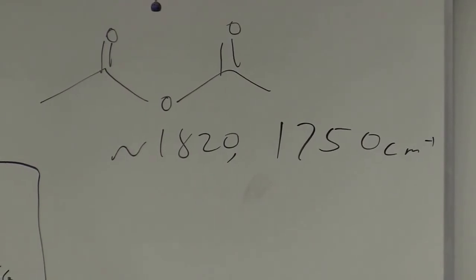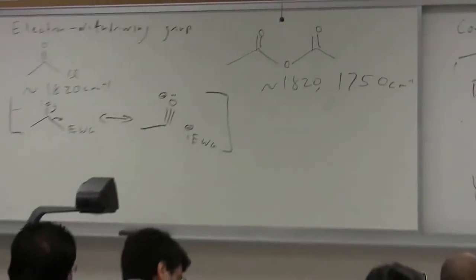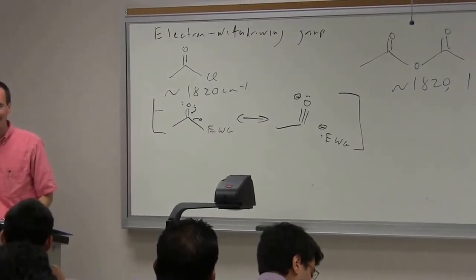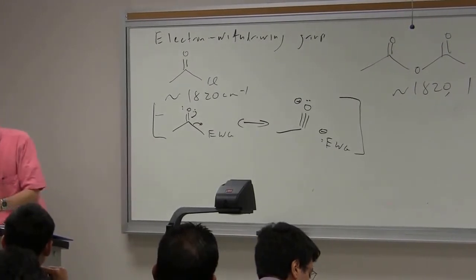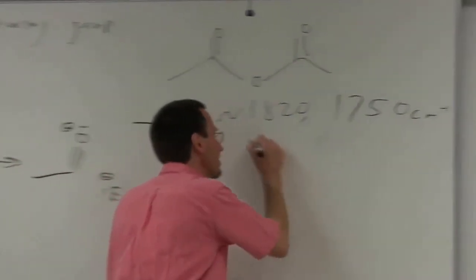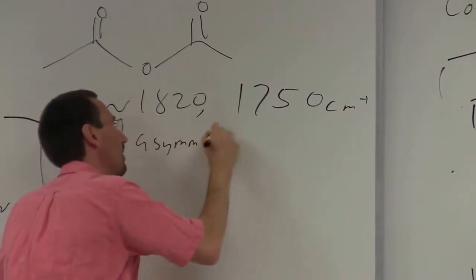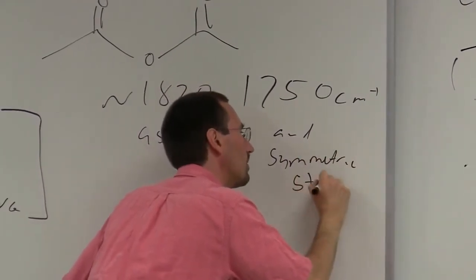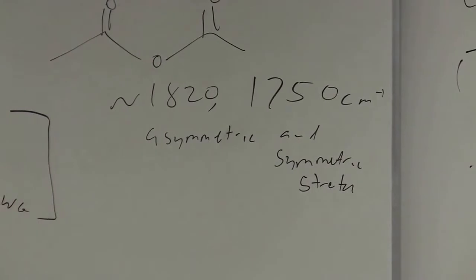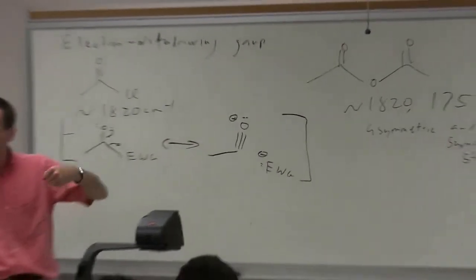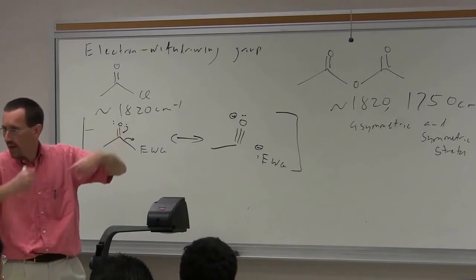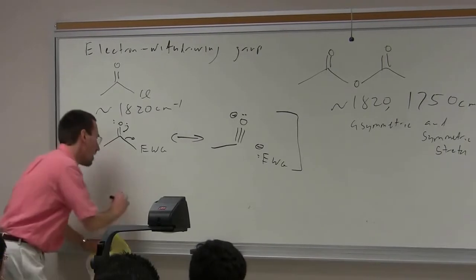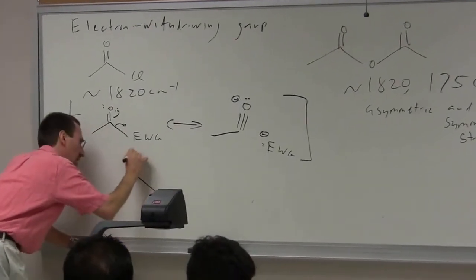What gives here? Two carbonyls, and that means symmetric and asymmetric stretch. So you get a couple of vibrations. Even if the carbonyls aren't in the same molecule, in certain protein structures where you have carbonyls near each other, you get vibrational coupling that splits your carbonyl stretches into two frequencies. All right, last example for today.